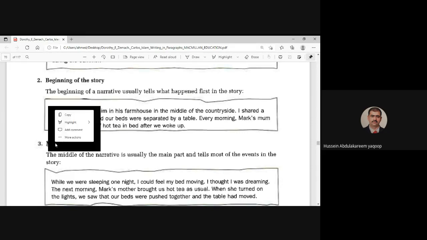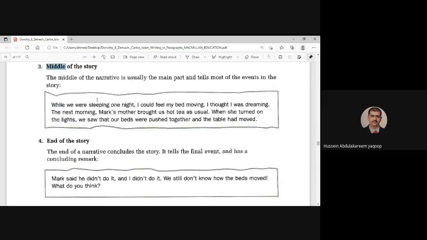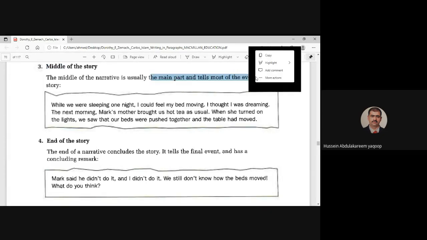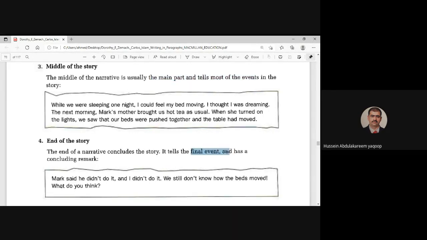The middle of the story is very rich in information. It includes the main part or parts and tells most of the events that happened in a given story. It should be included under the umbrella of the middle of the story. And of course here, as you see, we have an example extracted from the paragraph we read a little while ago. The end of the story is the concluding sentence, an alternative to the concluding sentence. Here we have to end the story. Each story has an end and it tells the final event. This is it, the final event.